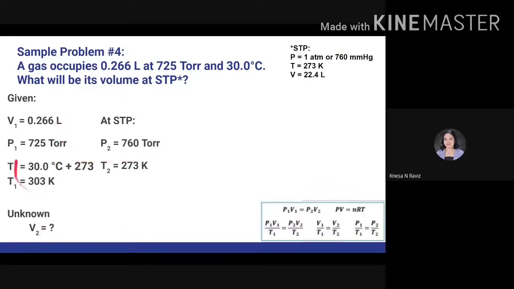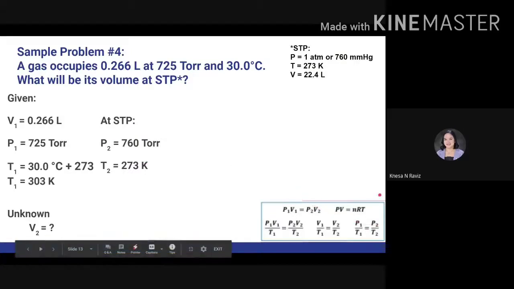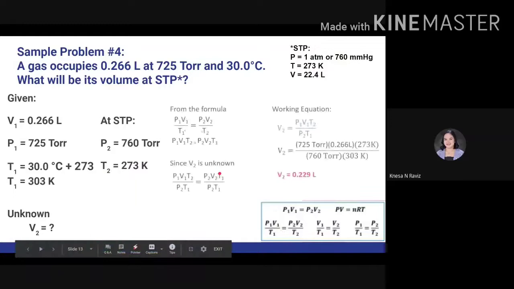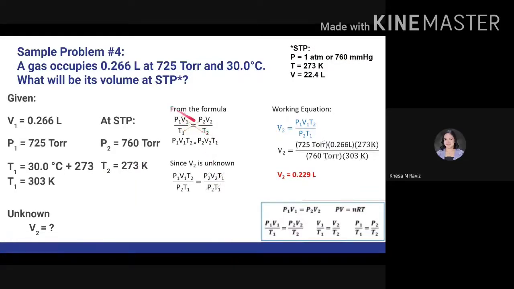So, in the given, we have values for volume, pressure, and temperature. Looking at the equations here, we could use this one because it also involves values for pressure, volume, and temperature. This is actually the combined gas law. So let us take a look at the solution. From the combined gas law, we still do cross multiplication. P sub 1 times V sub 1 times T sub 2 is equal to P sub 2 times V sub 2 times T sub 1.